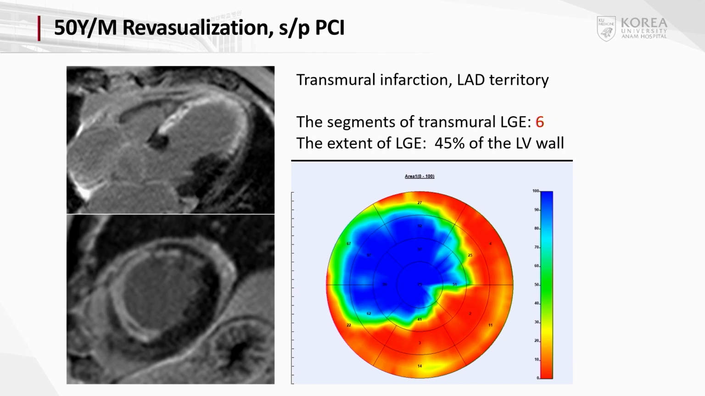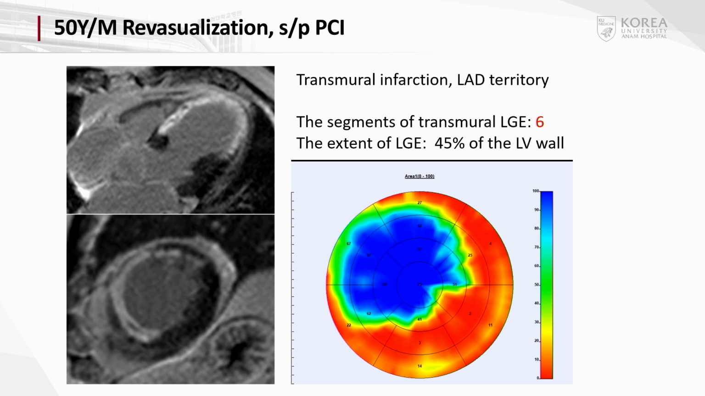CMR reveals transmural infarction with MVO. You can see these dark areas of MVO in the transmural infarction. The infarction with MVO involved a total of 6 LV segments, and in this patient, a total of 45% of the LV wall shows transmural definite LGE.